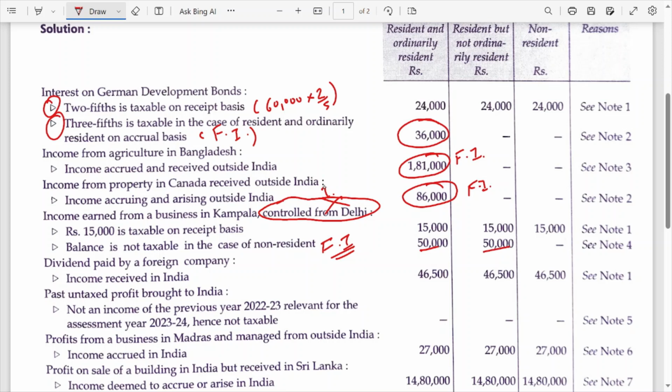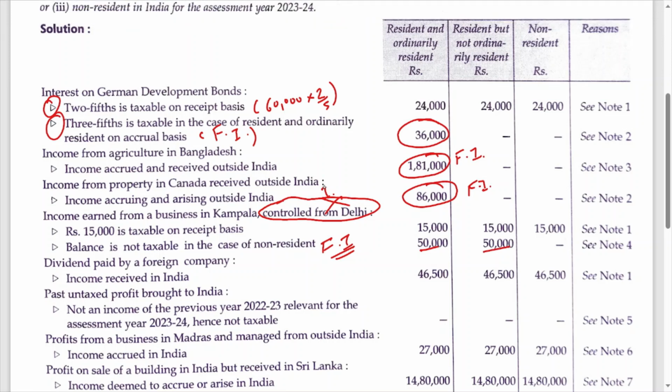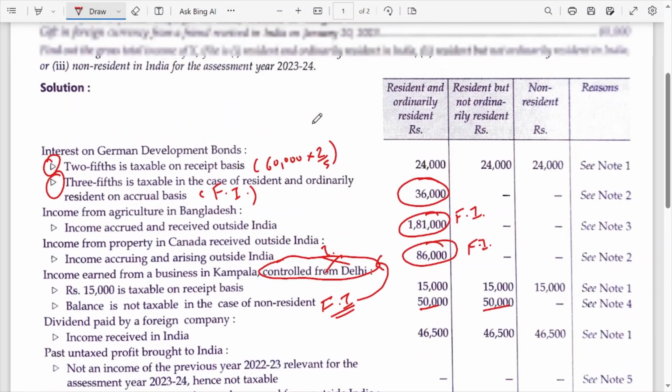तो आपको क्या याद रखना है कि अगर ये बिजनेस इनकम है और अगर बिजनेस की कंट्रोलिंग इंडिया से हो रही है, तो वो ROR और RNOR में टैक्सेबल होगा। यहाँ पे इसको इंडियन इनकम नहीं बोलेंगे। Controlling will not decide that it is an Indian income, it is a foreign income because Kampala is outside India and received also outside India, so that is why it is a foreign income. But as it is controlled from Delhi, it is taxable in the first and second category. So this is a very important point, and for that you have to see note 4 also.